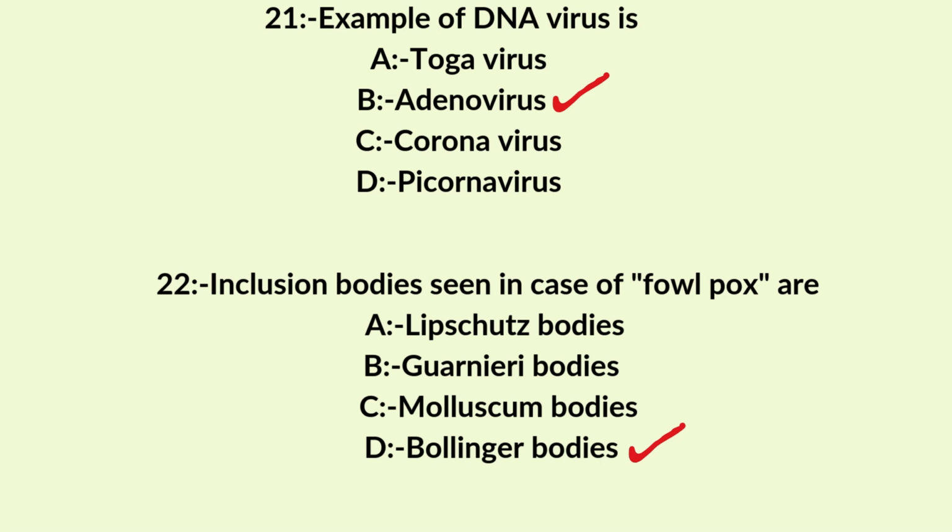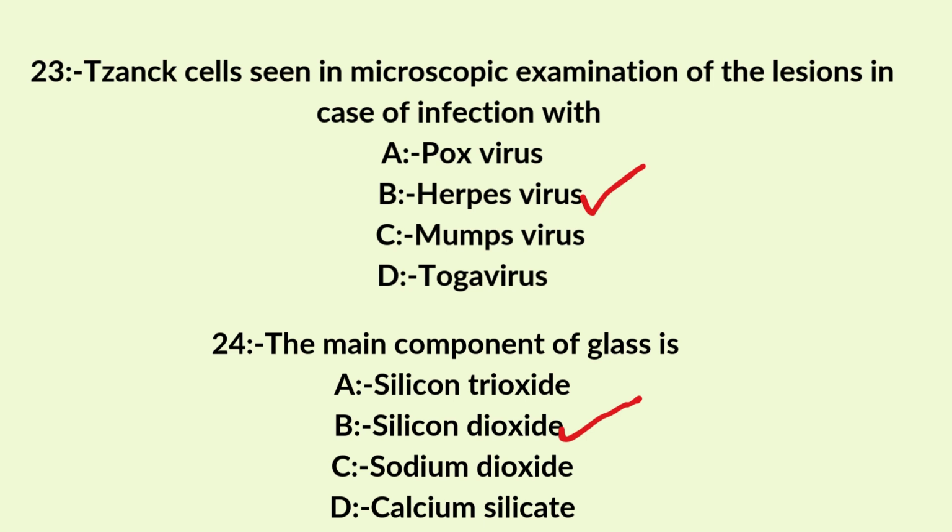Next one, example of DNA virus is, options: Togavirus, adenovirus, coronavirus, picornavirus. Answer is option B, adenovirus. Adenovirus is a DNA virus. All others are RNA viruses. Next one, inclusion bodies seen in case of fowlpox are, options: Lipschütz bodies, Guarnieri bodies, molluscum bodies, Bollinger bodies. Answer is option D, Bollinger bodies.